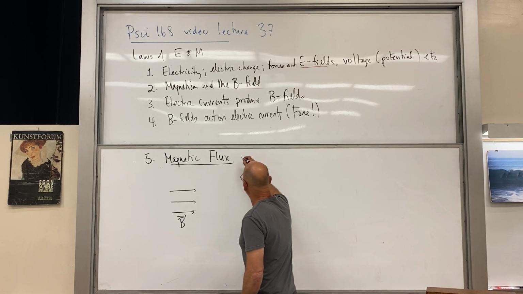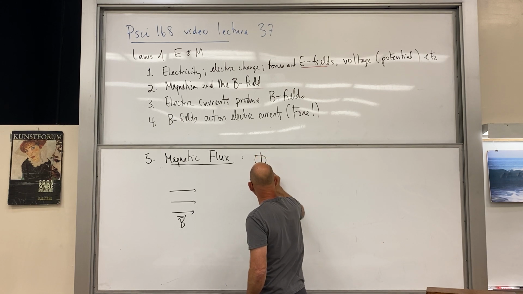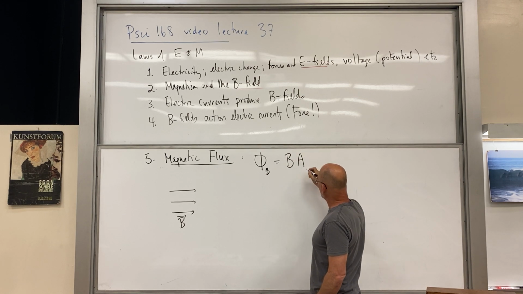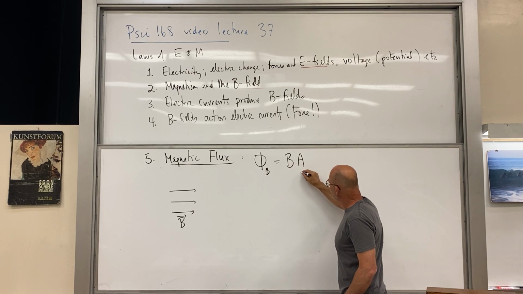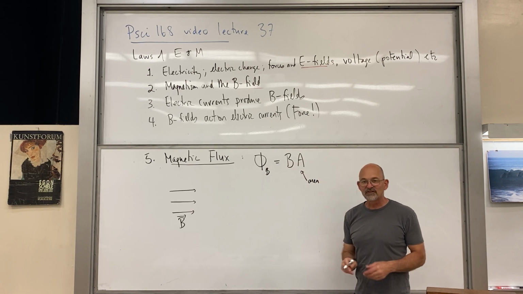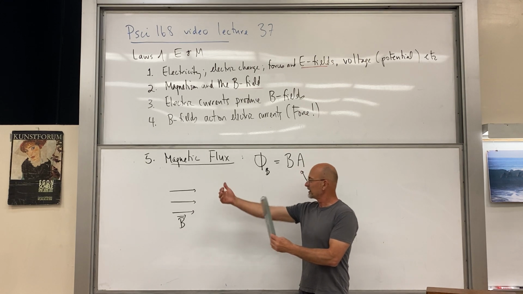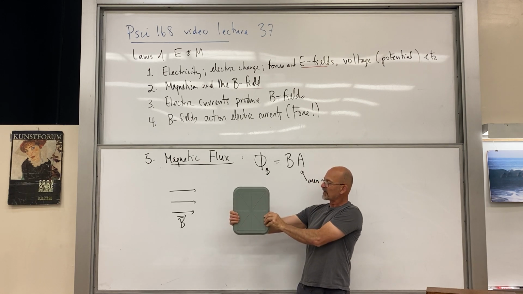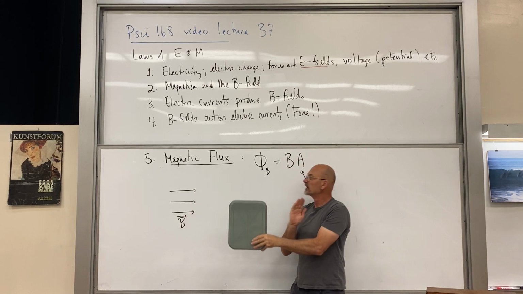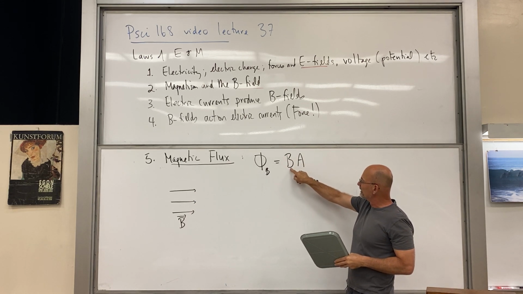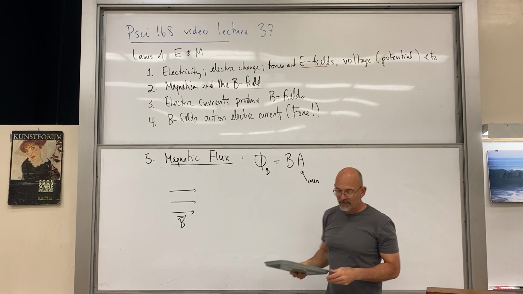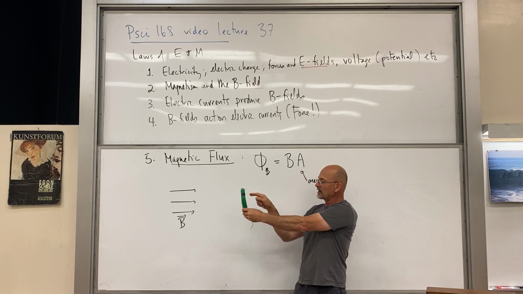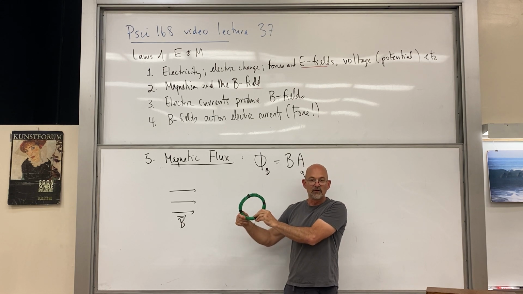I'm going to define it, Greek letter phi sub B. It's just equal to B times A, where A is the area. Okay, B we already know, A is just an area, and it has to be going through. So for example, the B field is coming at me, it's B times the area of this tray. If I turn it sideways, then the B field is not going through it. So we also have to have perpendicularity between the B field and the area that it's going through. Same thing with this loop of wire, coil of wire here. So B times area here, that's fine. If I turn it to the side, there's zero flux.